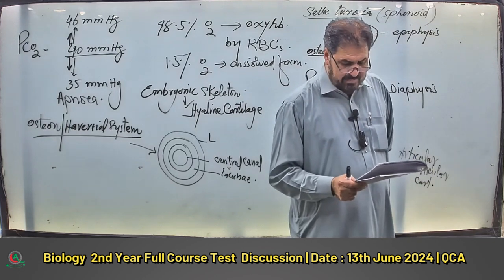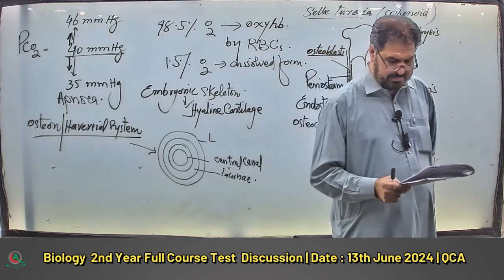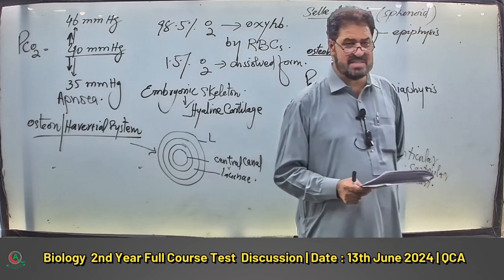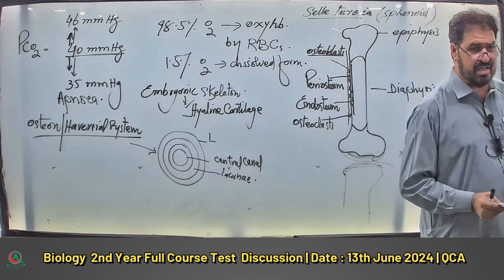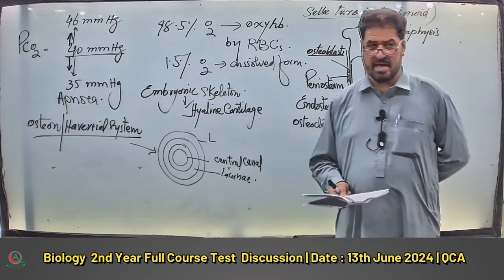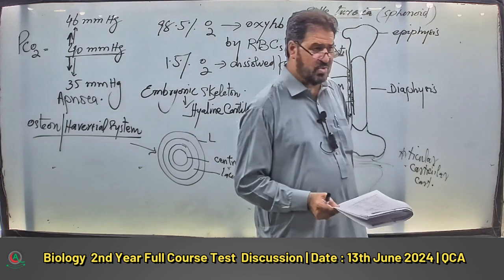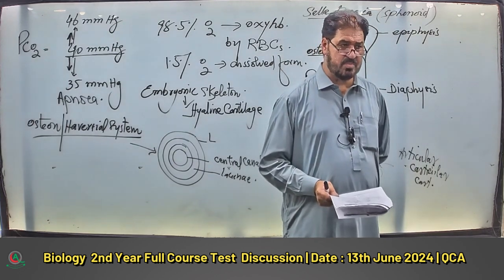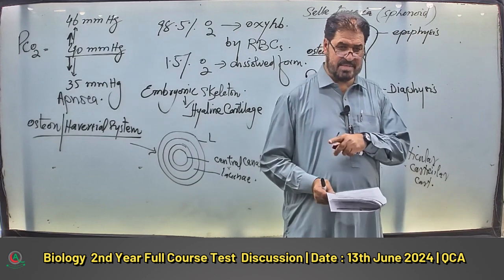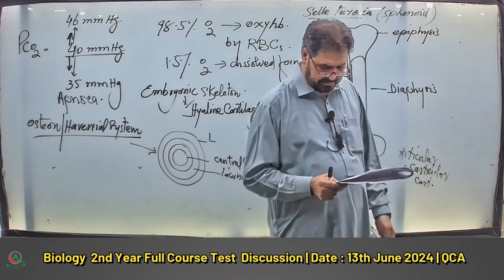A single muscle cell is called, option B is correct, muscle fiber. Muscle cells and nerve cells are specialized cells in the body. They are in the form of fiber. So each cell, neuron or muscle cell, is said to be muscle fiber and nerve fiber.